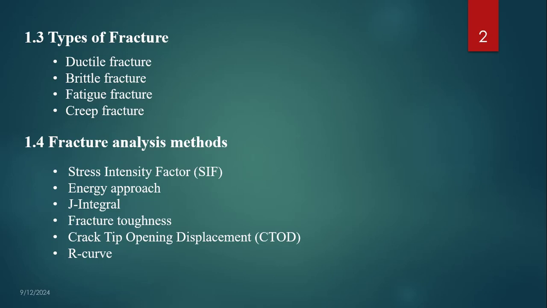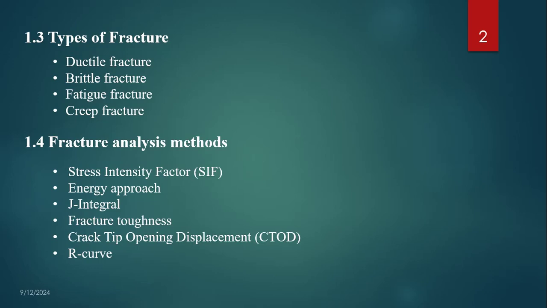failure. Fatigue fracture. This type of fracture occurs due to cyclic loading and the accumulation of damage over time. Fatigue fracture is commonly observed in materials that are subjected to repeated loading and unloading, such as metals used in aircraft structures or turbine blades. Fatigue fracture is typically characterized by the formation of small cracks that grow over time until a critical size is reached, leading to sudden failure.